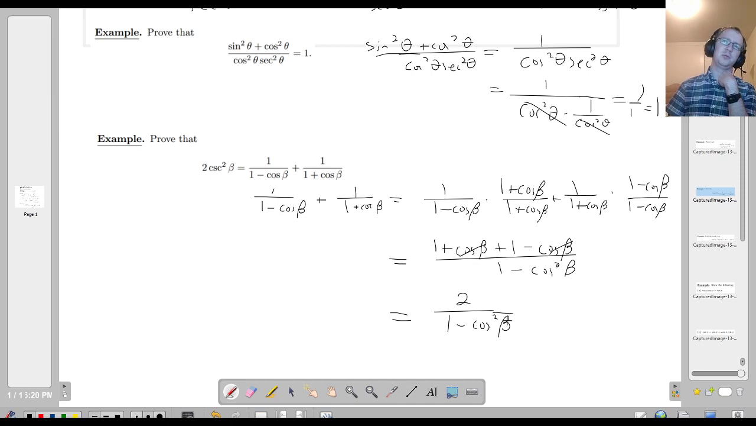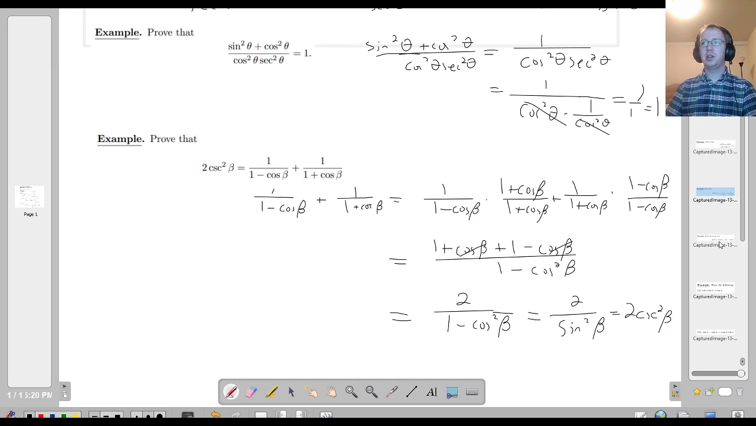Well, let's think. What is 1 minus cosine squared? I'm seeing a 1 and a trig function squared. That makes me think maybe I can use a Pythagorean identity. The more we do those, the fresher we'll get with them. So yeah, 1 minus cosine squared, that's sine squared. And the nicer way to write 1 over sine is cosecant. I've got 2 cosecant squared beta. And that's exactly what I was hoping to get to.